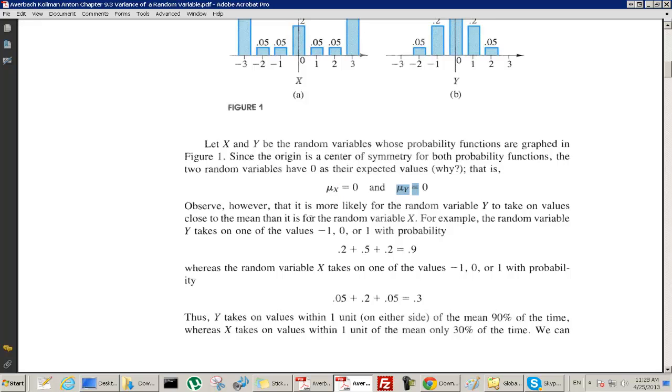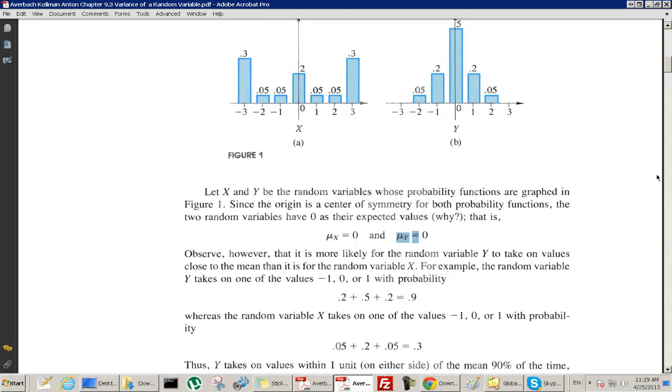Observe, however, that it is more likely that random variable y takes on values close to the mean, close to here, than it is for random variable x. For example, the random variable y takes on one of the values -1, 0, or 1 with probability this plus this plus this. What was that?